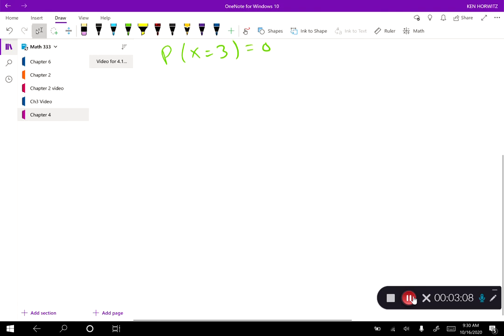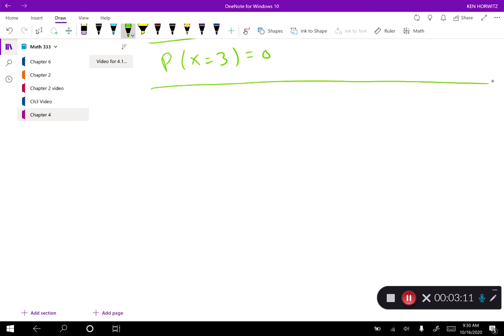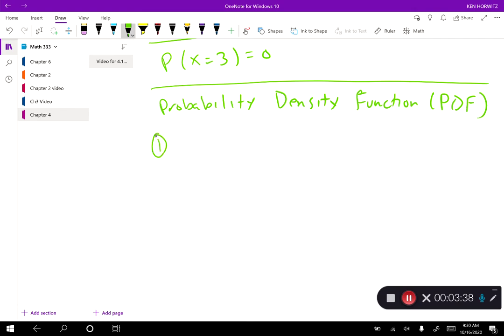All right, so a continuous random variable is distributed with what we call a probability density function, or PDF, and has 3 requirements. The first one is that our function must be greater than or equal to 0 for all values of x.